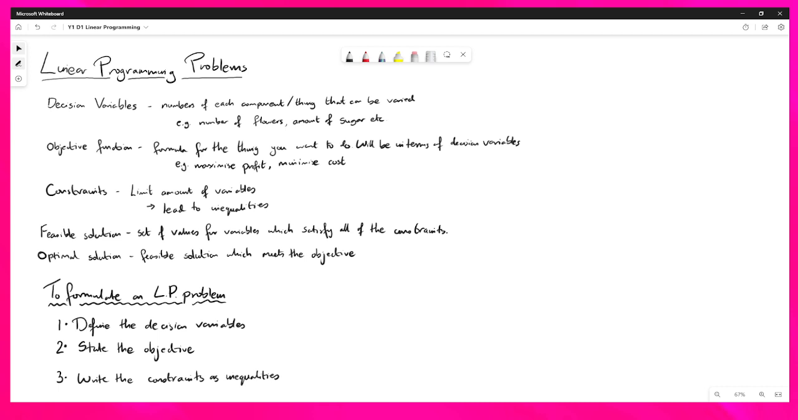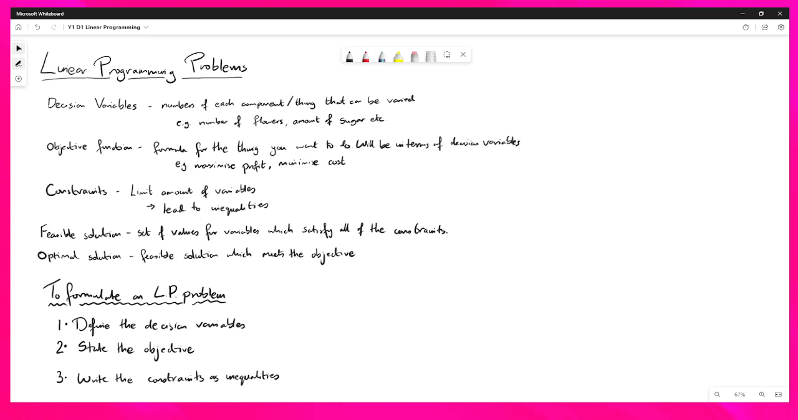You then state the objective. So it might be maximize profit, but you need to state it as an equation or a formula in terms of X, Y, Z. Once you've done that, you then write all of the constraints as inequalities, and that is your formulated linear programming problem. Once you've got the set of inequalities, you can then look at a multitude of different methods to solve the linear programming problem.